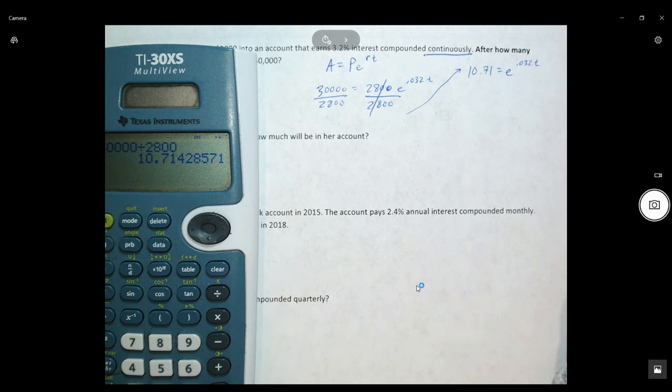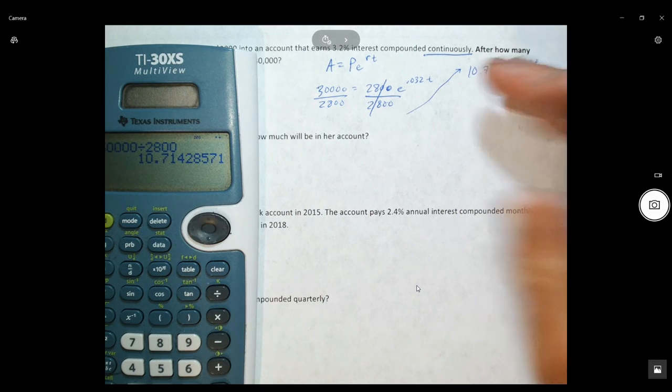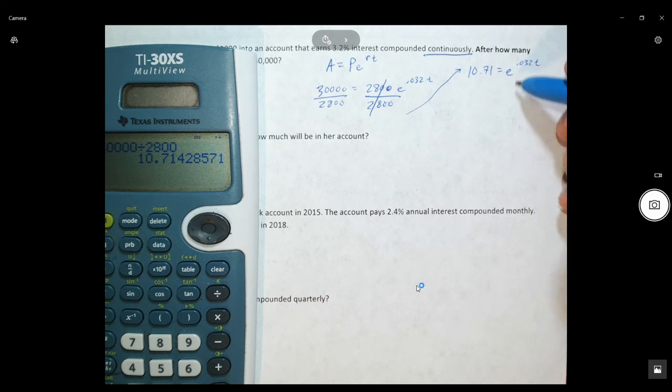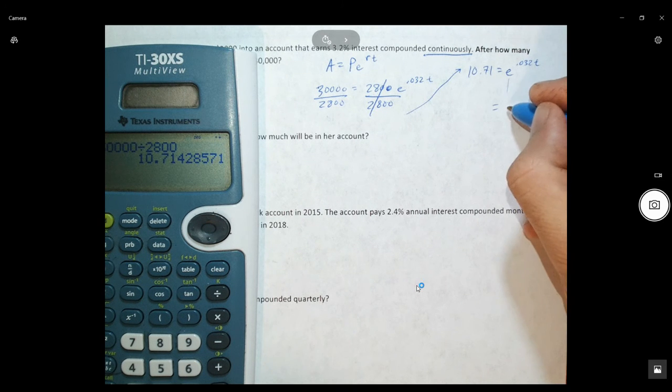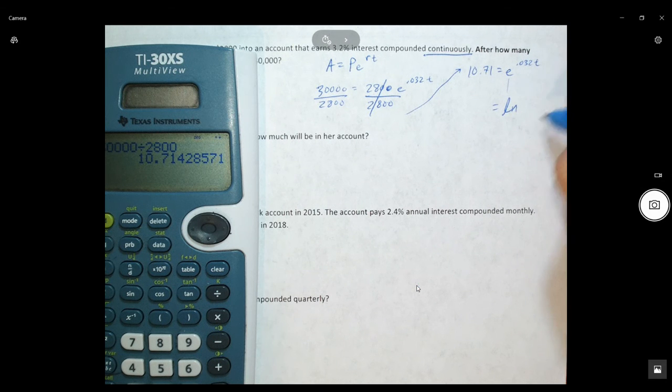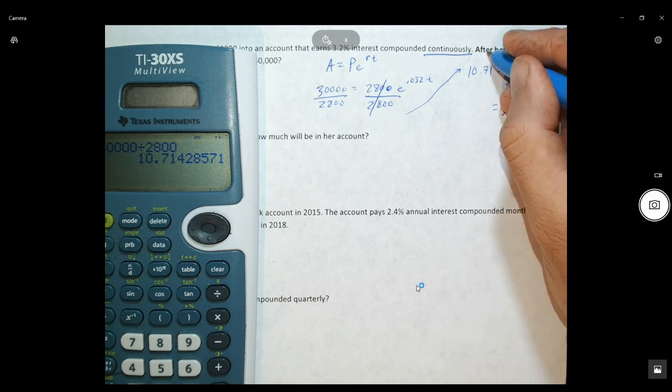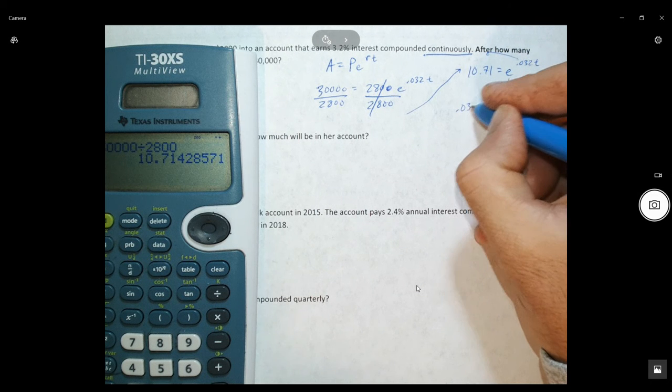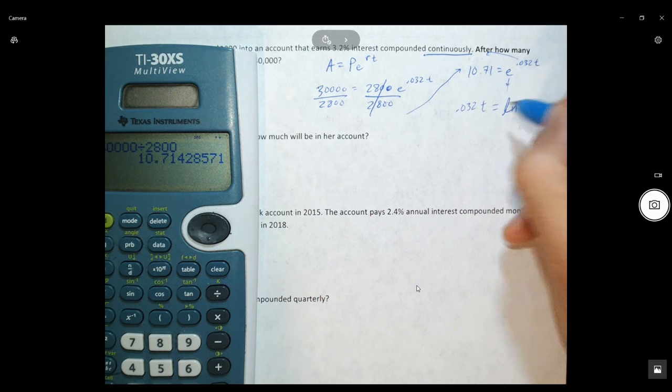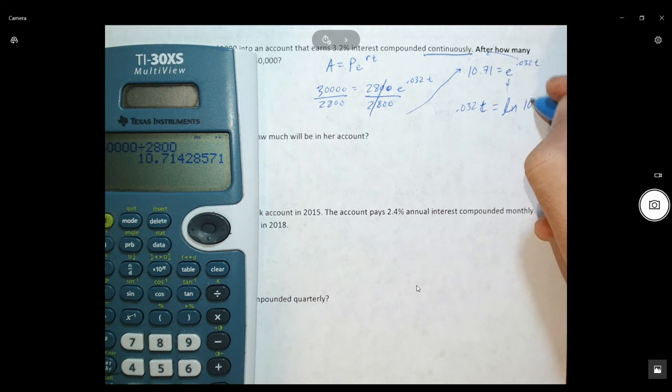All right, and this is a situation where we would convert. So I'm going to drop my base to get log base E, which is just ln. So I'm going to get ln, which is log base E. I'm going to kick my exponent out. So I'm going to get 0.032 T out here by itself, which makes sense. That's how we get T out of that exponent to solve for it. And now I'm going to get 10.71 in here.